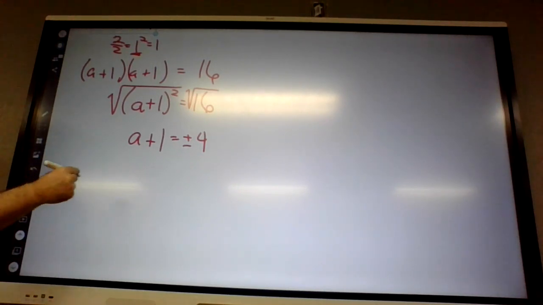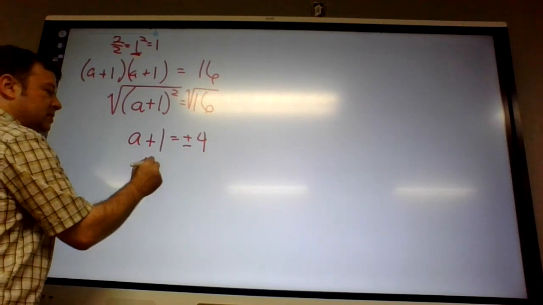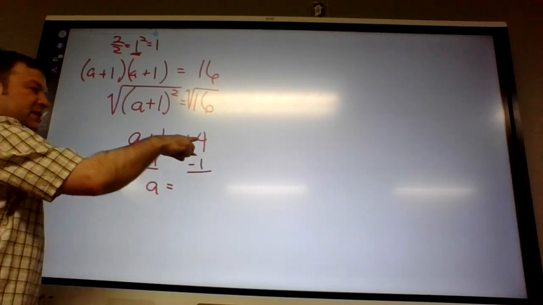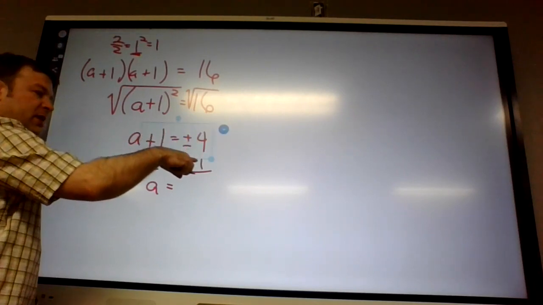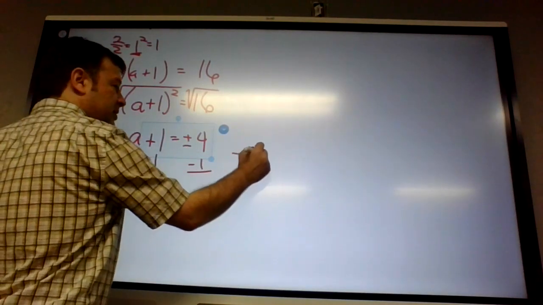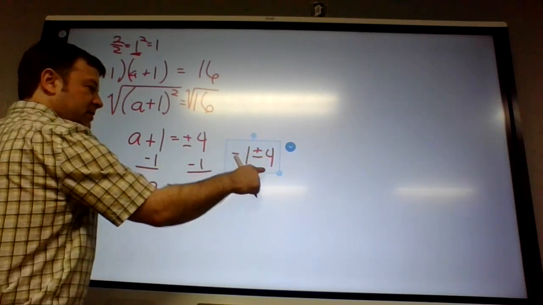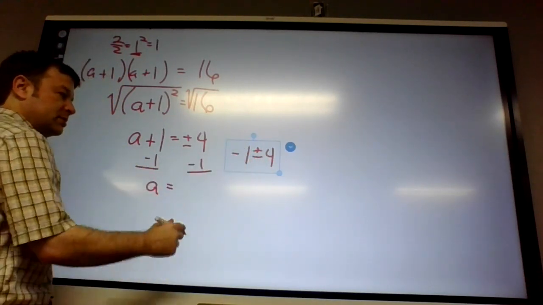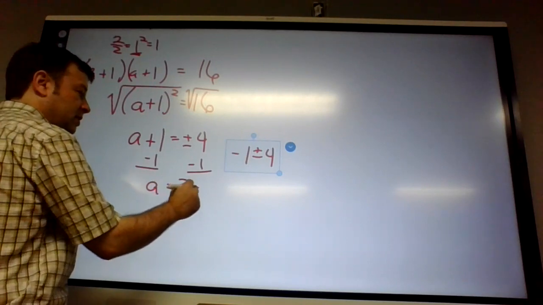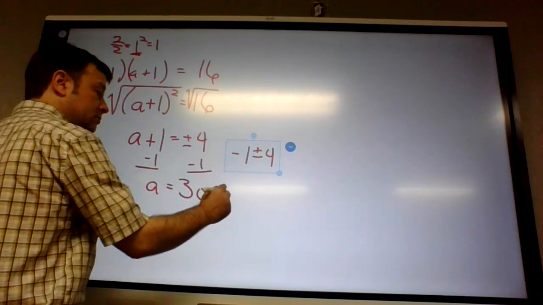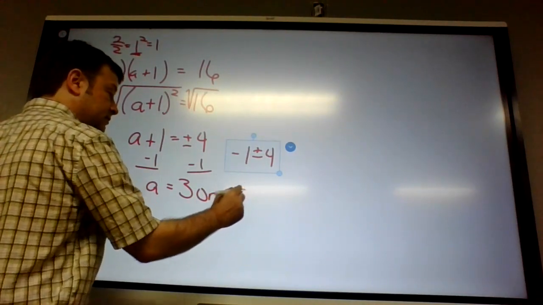Okay, what's my last step? Subtract 1. Yeah. So basically this is positive 4 minus, I could write it like this, but what's negative 1 plus 4 and negative 1 minus 4? What's negative 1 plus 4? 3. What's negative 1 minus 4? Negative 5.